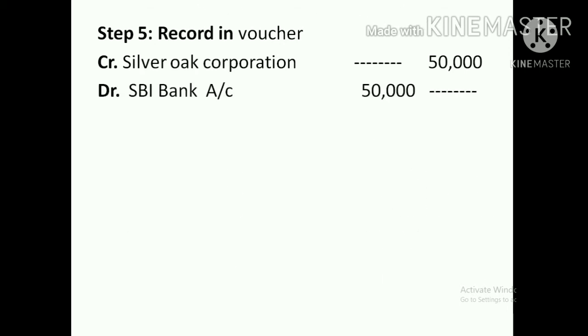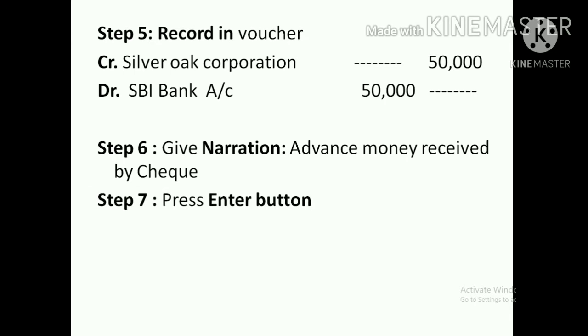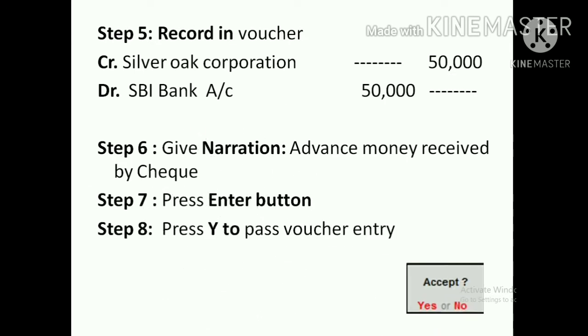Here it is a receipt voucher, so first it asks for the credit account. Here we credited Silver Oak Corporation, how much you received, 50,000, you should record. Then go for debit, that is SBI bank account, that is 50,000. Then give the narration. After giving the narration, press the enter button, you will get a small screen on screen. From that you should select yes by pressing the Y button from your keyboard.